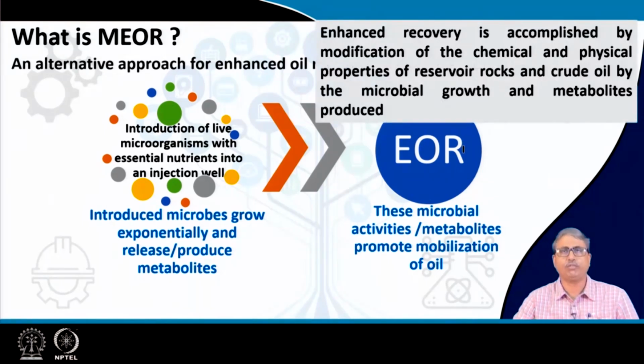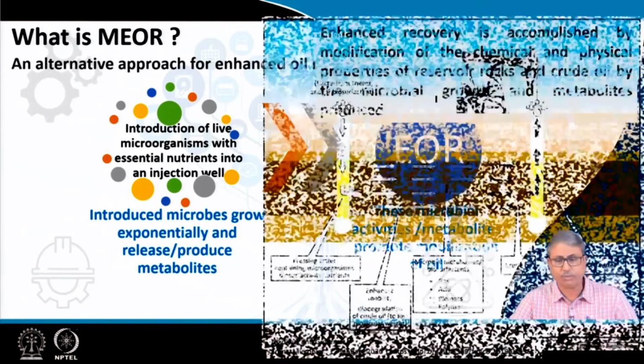Now, the enhanced recovery is accomplished by modification of the chemical and physical properties of the reservoir rocks and the crude oil by microbial growth, because we have already seen that coning, clogging and formation of thief zones, and multiple constraints are found to be important, and are responsible for the residual oil still remaining there even after the secondary oil recovery processes.